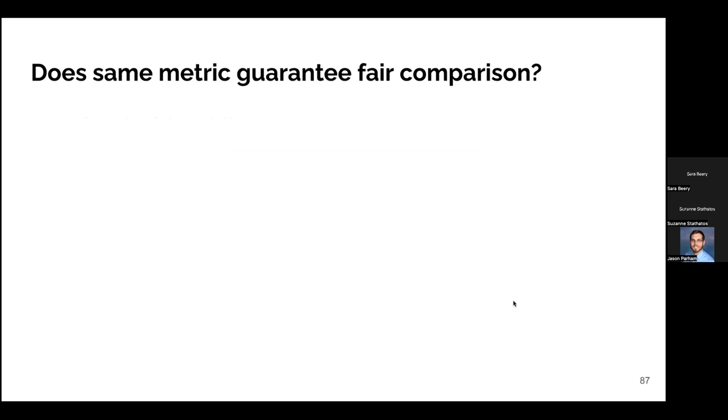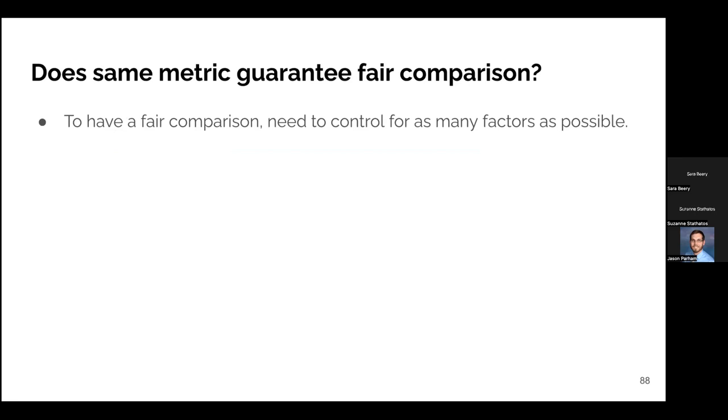Does having the same metric guarantee a fair comparison? If I tell you my accuracy and you tell me your accuracy and mine's better, have I won something? Is my method actually better than yours? The answer is, sometimes. If you want a fair comparison, you control for as many factors as possible. If you see two papers and one gets higher accuracy than the other, but one is using a gigantic, huge model and one is using a smaller, simple model, then that's not really a fair comparison. We can't say that method is better. It's just that if you invest more resources, you can make it do better. So you want to be sensitive to whether the comparisons are fair, even if they're using the same metric.